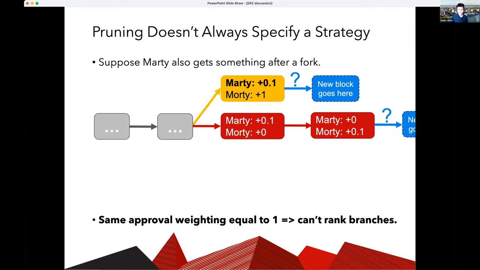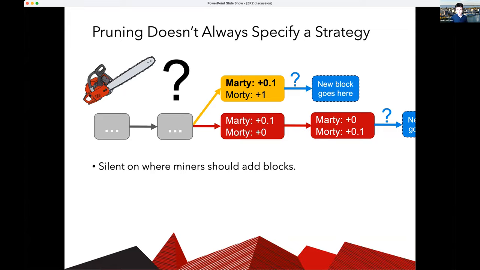And what that means is it doesn't actually tell you where to add a block. So this operator that we use to prune the tree until we get this consensus branch doesn't work in this example. This is an example highlighting where we want to be careful about whether this pruning operator is indeed a contraction. So it's silent on where we should add blocks.